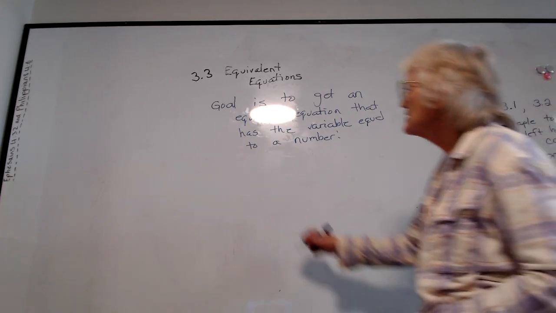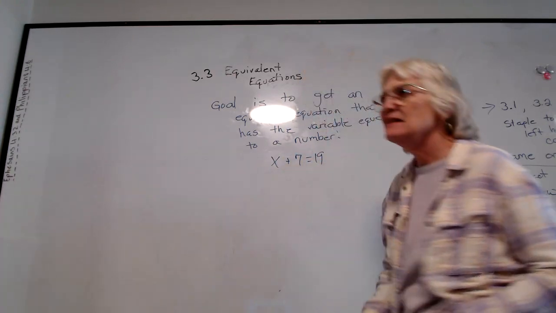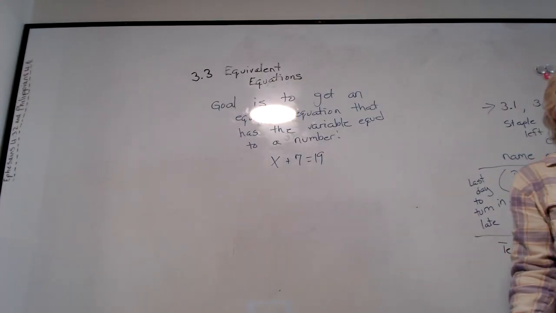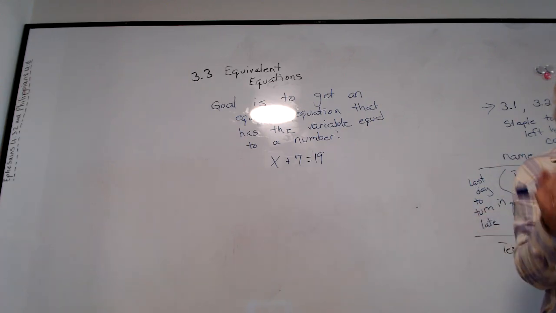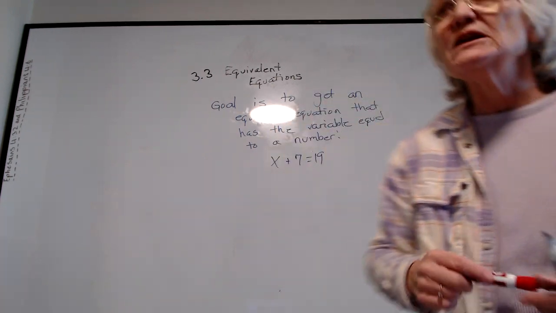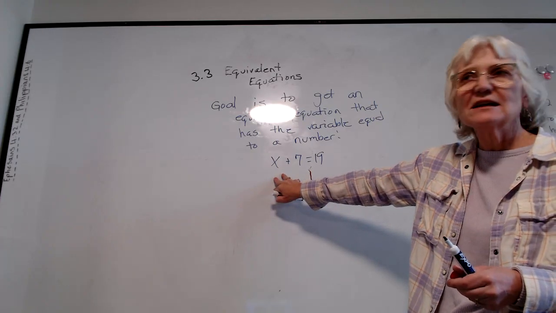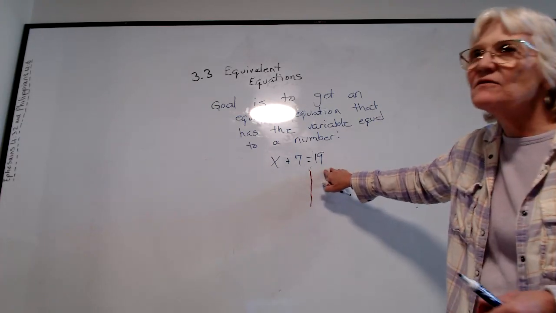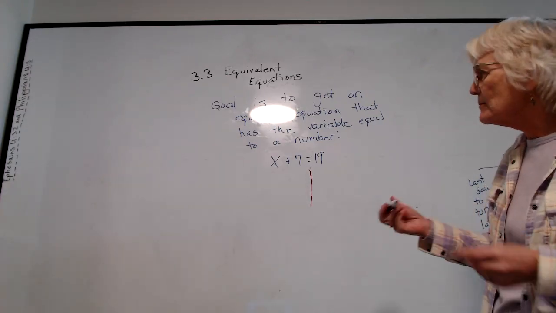But what I want to do is if I have x plus 7 equals 19, that's an equation. But an equivalent equation is if I do the same thing on both sides. So if I just look at the equation as two different sides, you have this part on one side, x plus 7. The other side I have 19. So if I do the same thing on both sides, the equation is still equivalent. So let's look and see what that means.